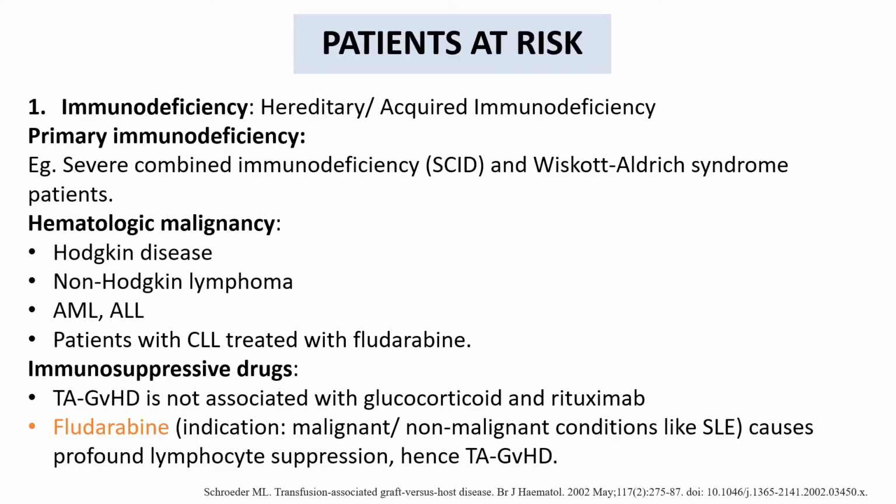For transfusion associated graft versus host disease, certain patients are at higher risk. For example, the ones having immunodeficiency, hereditary or acquired. This includes patients of primary immunodeficiencies such as SCID and Wiskott-Aldrich syndrome, those having hematological malignancies like Hodgkin's, non-Hodgkin's, AML, ALL, and patients of CLL who are treated with fludarabine. Also, those taking immunosuppressive drugs like fludarabine for any indications, malignant or non-malignant, because fludarabine can cause profound lymphocyte suppression. However, TA-GVHD is not associated with the use of glucocorticoids and rituximab.